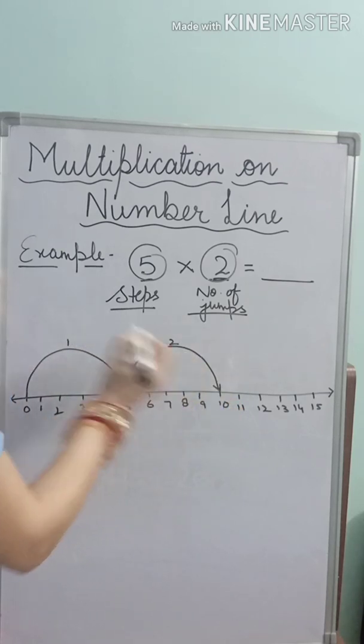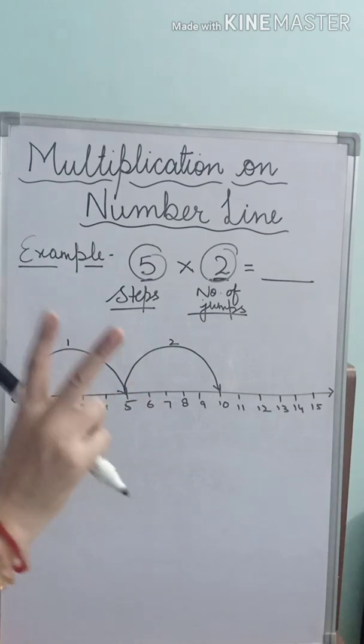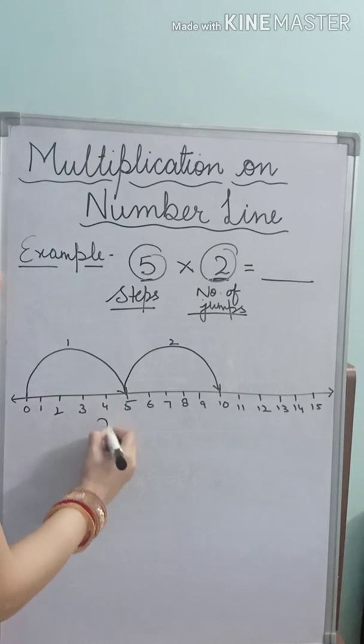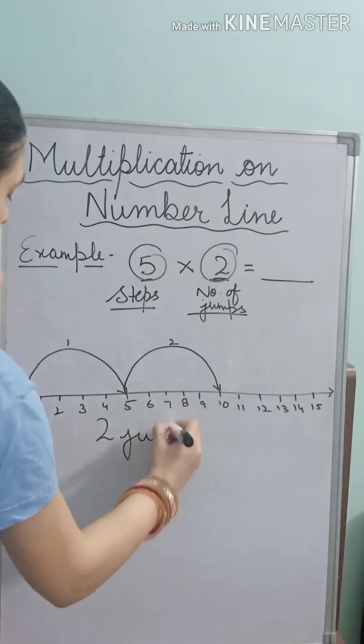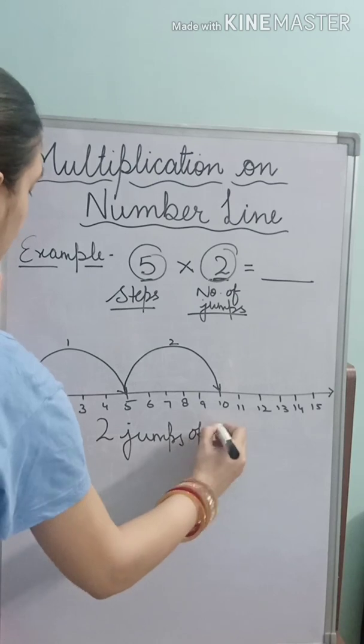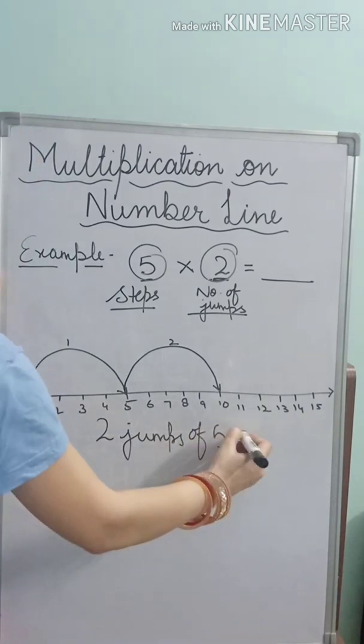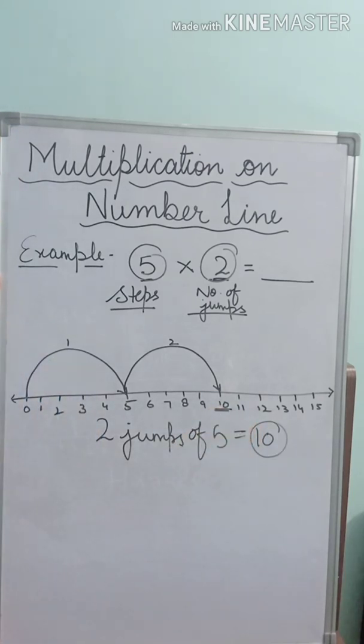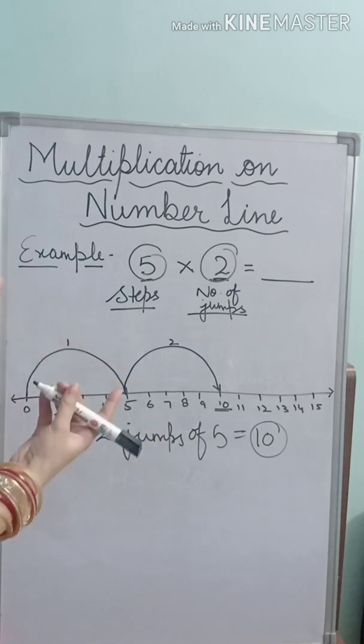So this was first and this was second. So I have taken 2 jumps, right? This means 2 jumps of 5 gives 10, right? We reached 10. So be very careful while counting. Don't miss any number in between. Always start from 0. So this is how you can multiply 2 numbers using a number line.